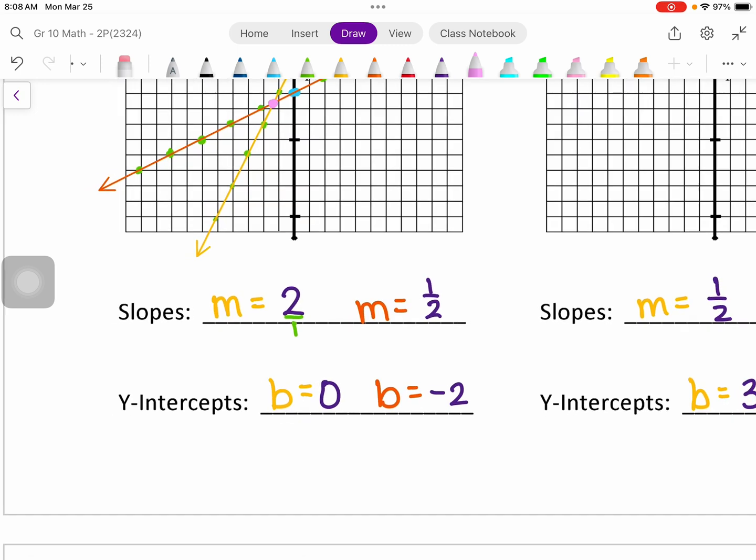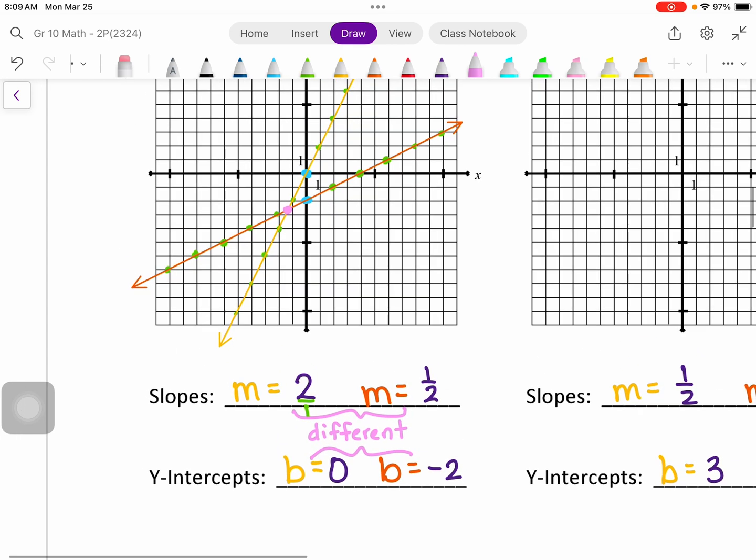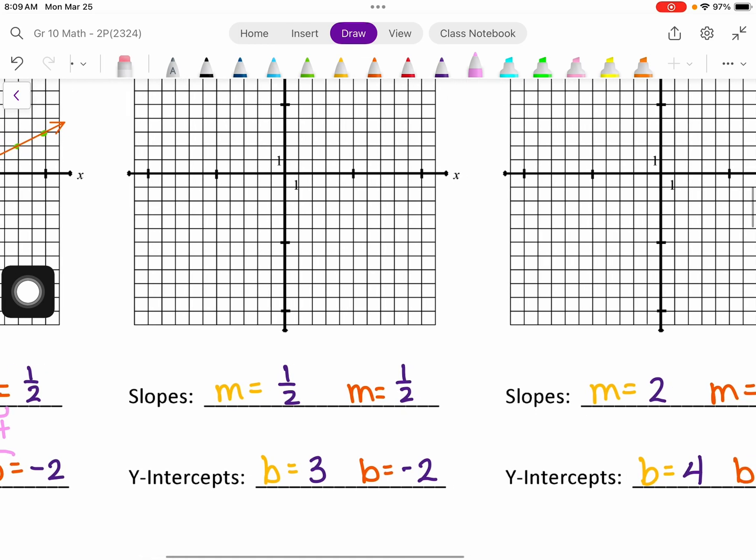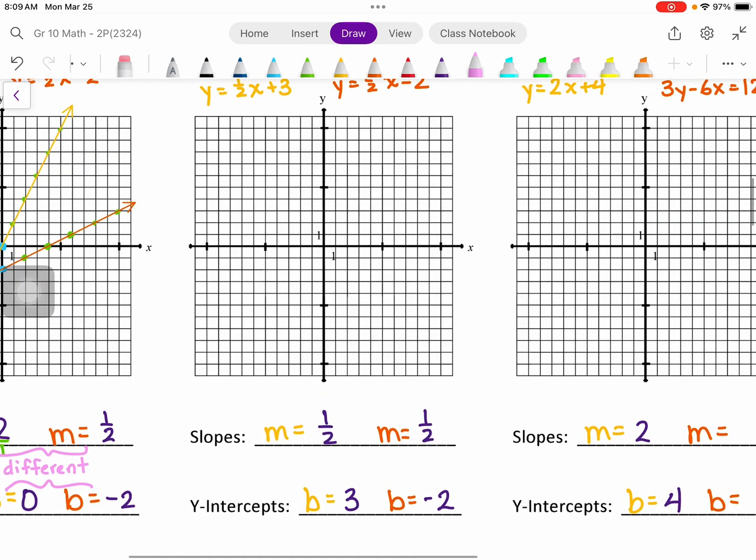So when we take a look at these, what we notice is that our slopes are different, and so are the y-intercepts. So both of these are different, slopes and our y-intercepts. And at this point, we're seeing one point of intersection. So let's see what happens with this next example.